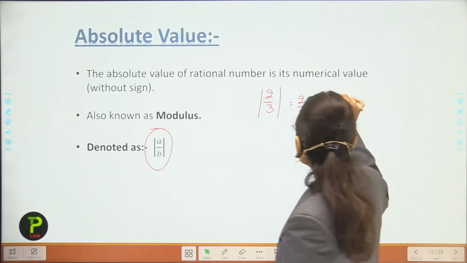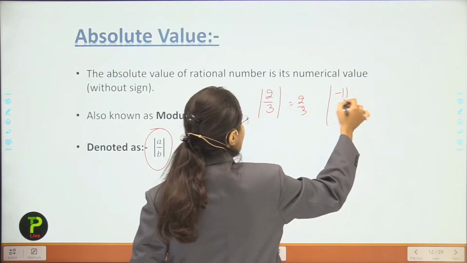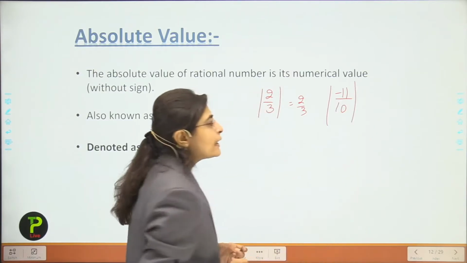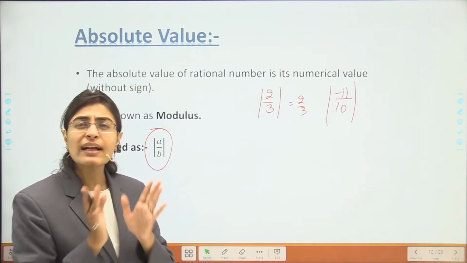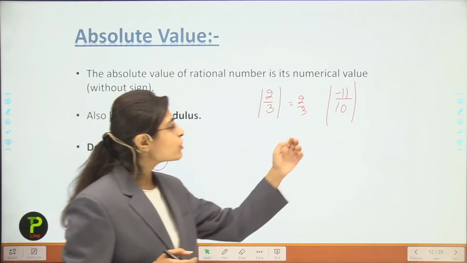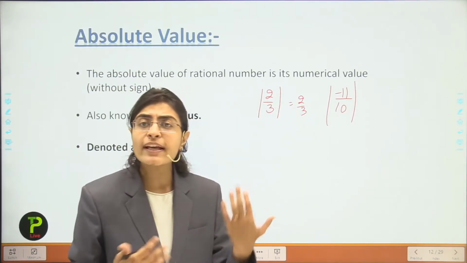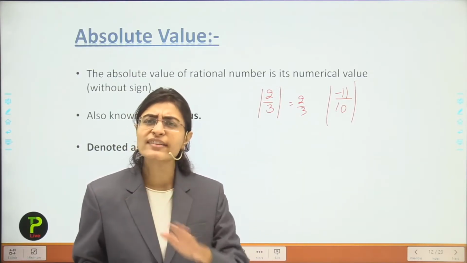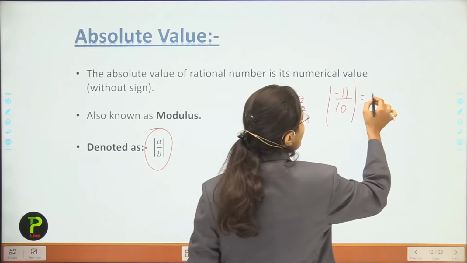Let us take one more example. Minus 11 by 10. We are least concerned about the sign. We are concerned about the numerical value. So minus 11 by 10. What is the numerical value? 11 by 10. Just remove the sign. So it will be 11 by 10.